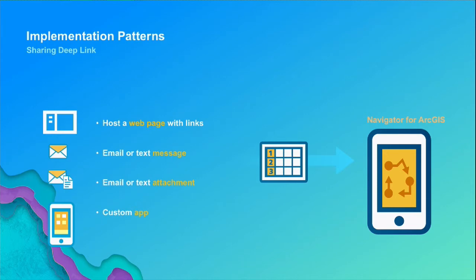Another cool way that some of our users have been using it, which if we have time I'll show you at the end here, is you can embed that URL in a QR code. Then you can use a third-party application to scan the QR code to launch Navigator, or using iOS 11, you can just use the camera app, point the camera at the QR code, and it'll launch Navigator.